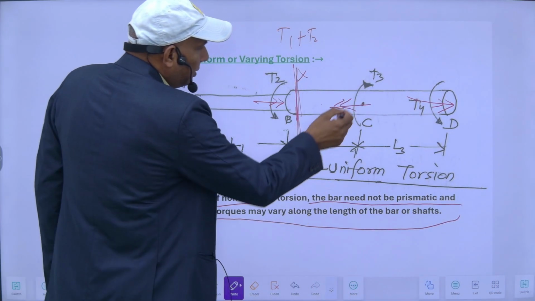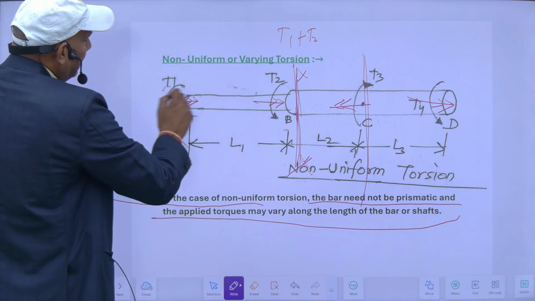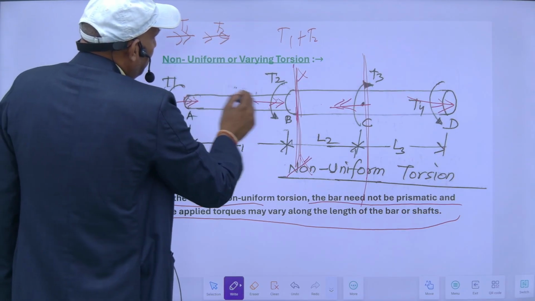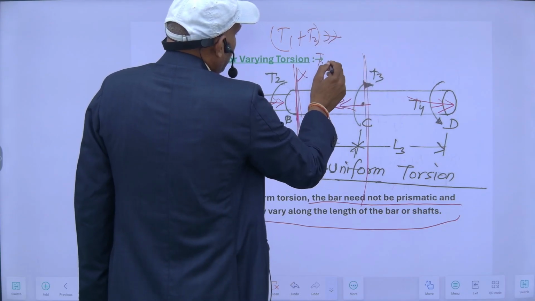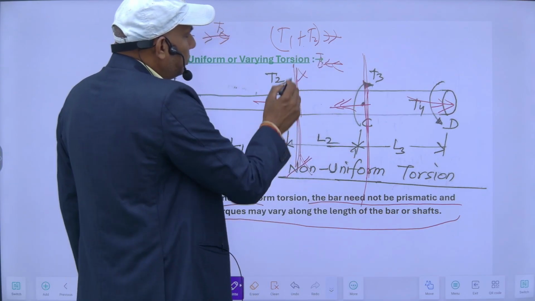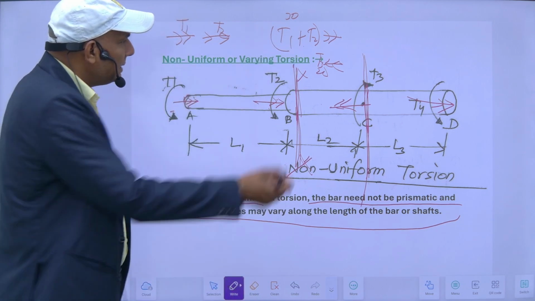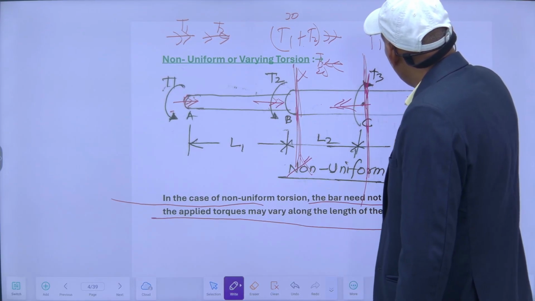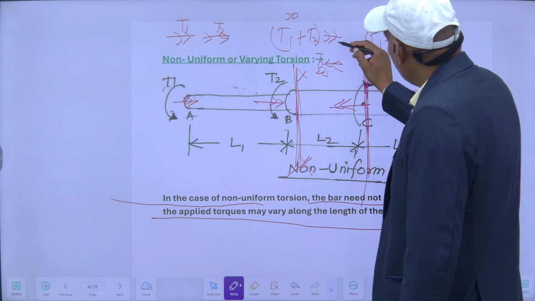If I want to know the torque at the junction just to the right of this, since T1 and T2 both have the same direction, both will be added together, so T1 plus T2. And this torque T3 is acting in the opposite direction. So the net torque will be this minus this. Suppose this is 30 and this is 20, so it will be 30 minus 20. If the sum of T1 and T2 is more than T3, then the net torque here will be T1 plus T2 minus T3, the algebraic sum.